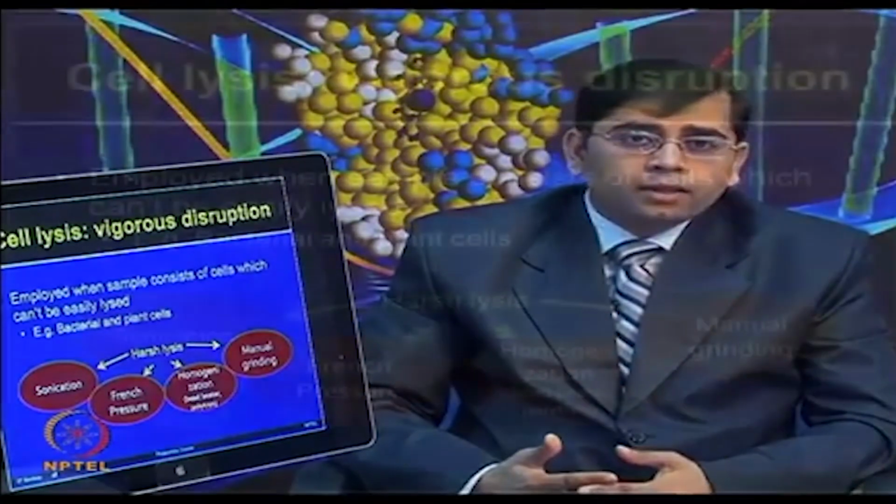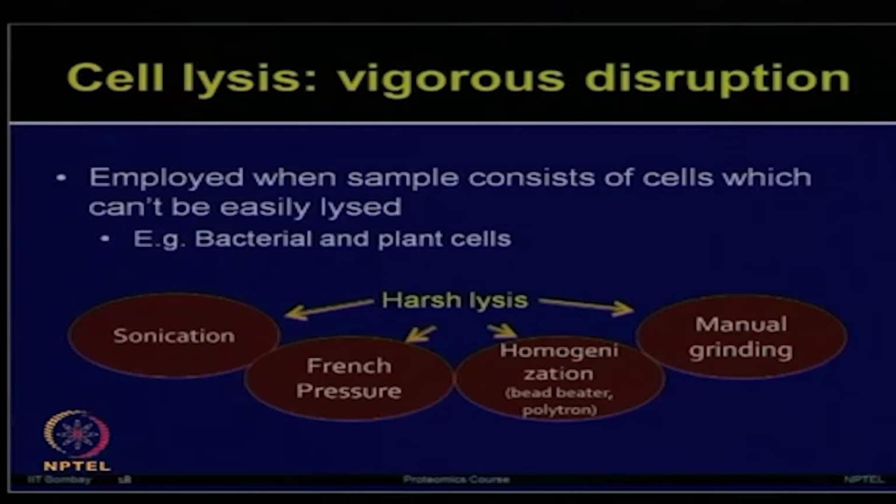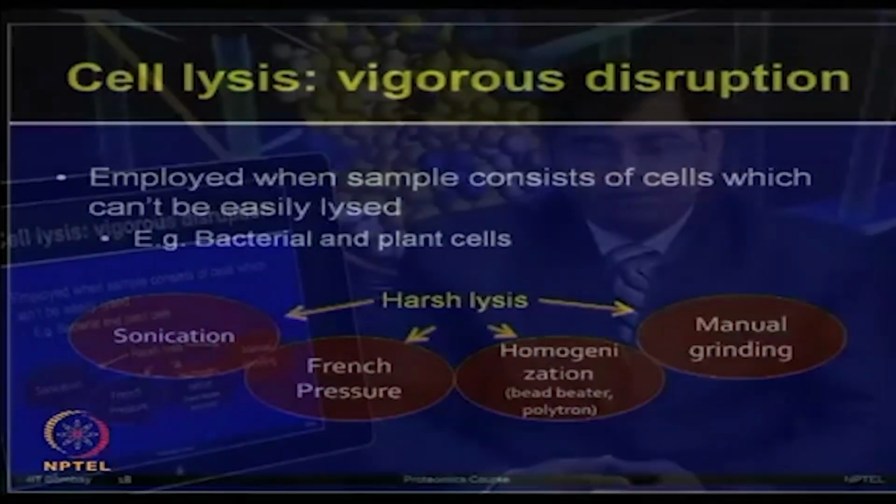Then sonication and French pressure are more used when you are applying them to bacteria, yeast, or different types of cells which are difficult to open. We will talk about these in more detail in more specific examples, when we talk about how to extract the proteins from a bacterial sample.